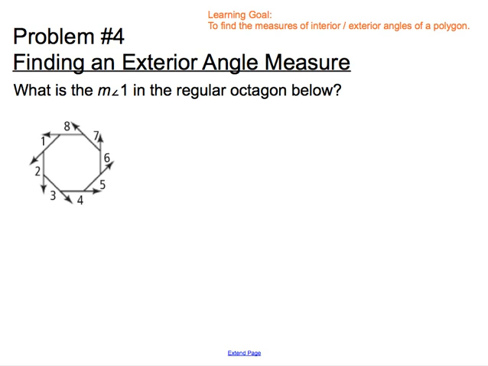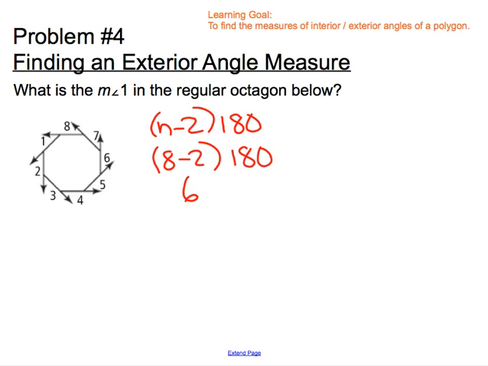So if we want to find the measure of an exterior angle, and here we're trying to find the measure of angle 1, the measure of this angle right here, one of the first things that we need to do is find the measure of the interior angle. So in this case, we start by finding the sum. We have our formula, n minus 2 times 180. And because this is an octagon, we're going to plug in n equals 8. So we have 8 minus 2 times 180. 8 minus 2 is 6, so we have 6 times 180. And that's going to give us a sum of 1080.